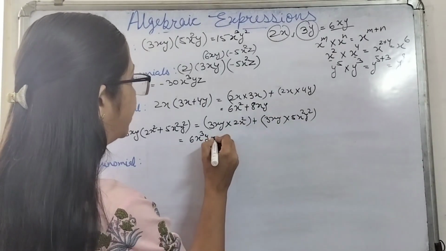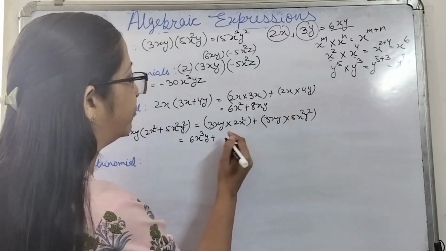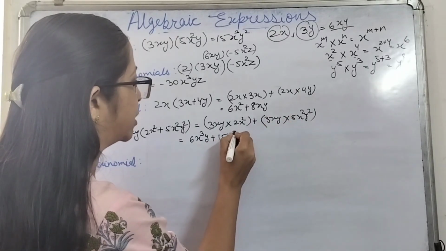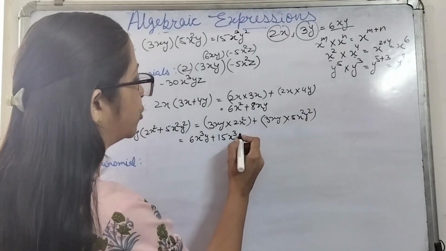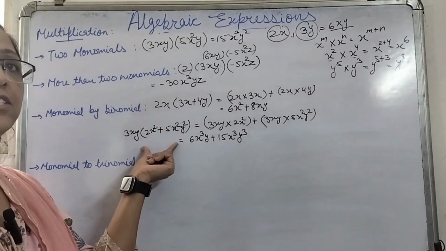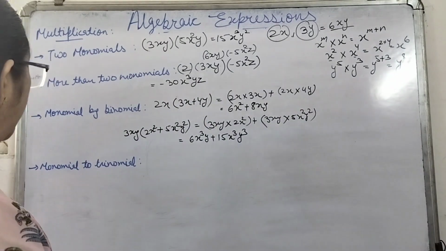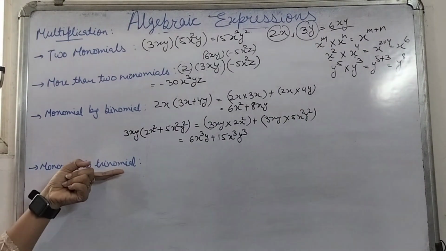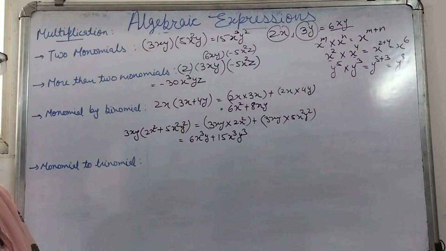Now for these two terms, plus 3 multiplied by 5 is 15, x multiplied by x square is x cube, y multiplied by y square is y cube. So this will be the product of these two algebraic expressions. Now let's see how to multiply a monomial by a trinomial. Trinomial means an algebraic expression with three terms.